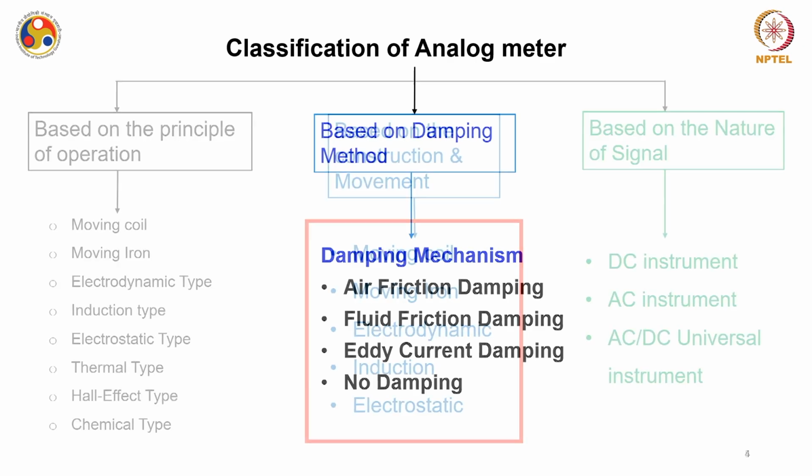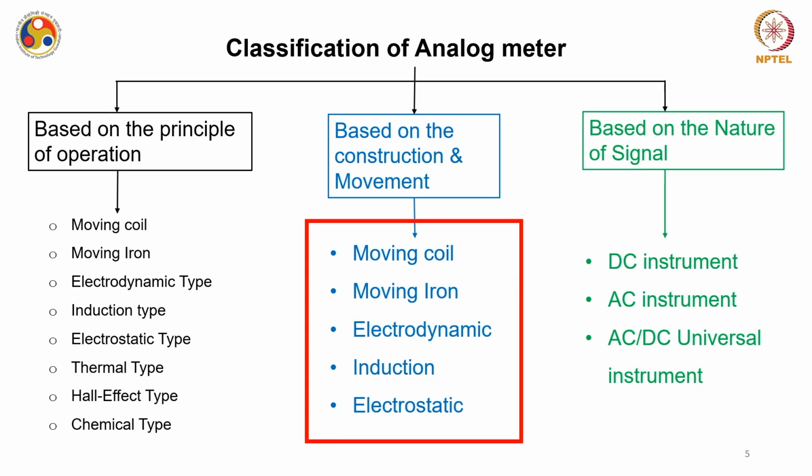Based on the damping method, of course, we will talk about it in brief, but today we are going to talk about classification of analog meters based on the construction and the moving part in that particular meter. That can be classified under different heads like moving coil, moving iron, and electrodynamic. Along with electrodynamic, you also have electrostatic kind of devices, and then we have induction type of analog meters. But these names we have already talked about when we discussed analog meters based on different principles of operation.